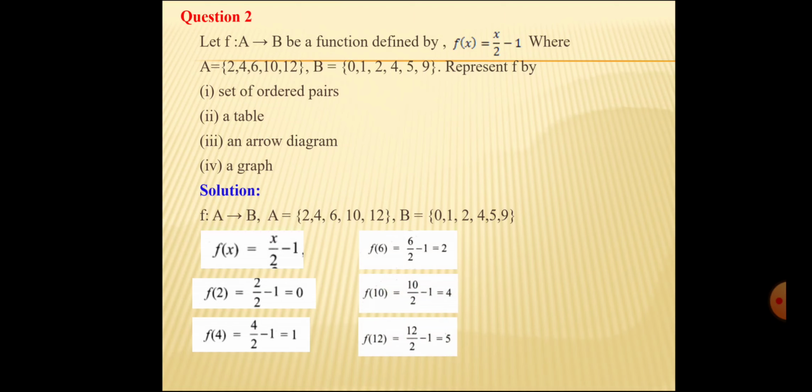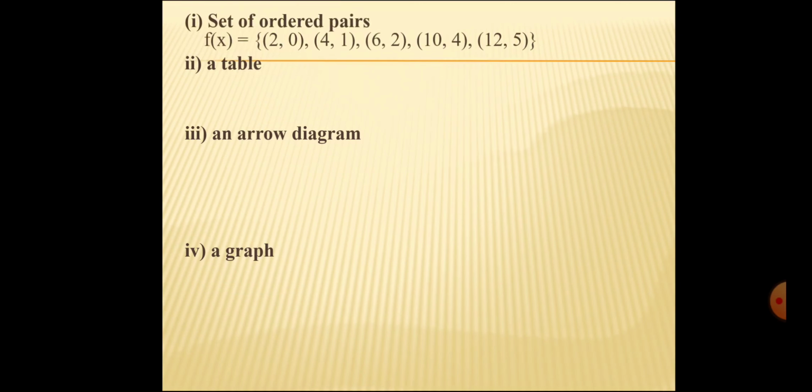So first you write the set of ordered pairs. First you substitute 2. What outcome comes? 0. So here you write 2 comma 0. Next you substitute 4. What answer? 1. Next 6. Answer came 2. Next you substitute 10. Answer came 4. Next you substitute 12, answer came 5. So you write within brackets, putting commas inside the set bracket. That is a set of ordered pairs. You must put the set bracket.